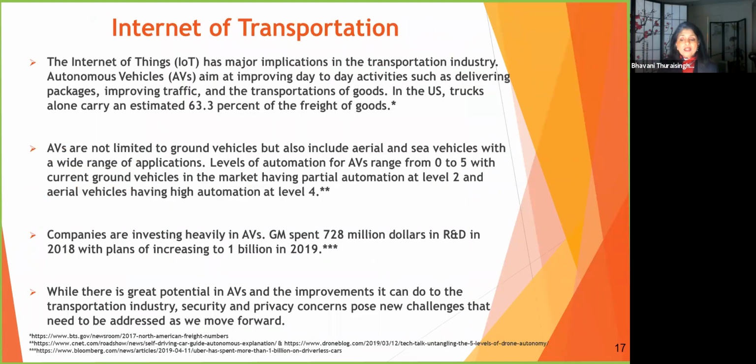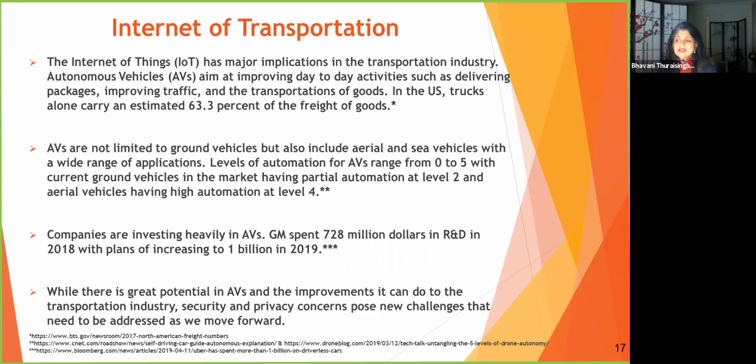So what is Internet of Transportation? It's an Internet of Things, a special type for transportation: autonomous vehicles, AVs. They improve day-to-day activities, safe driving, delivering packages, improving traffic, and so on. And in the US alone, trucks carry 63.3% of the freight of goods. AVs, as I said, are not limited to ground vehicles, also sea and air. And there's a level of automation. It can go from 0 to 5.